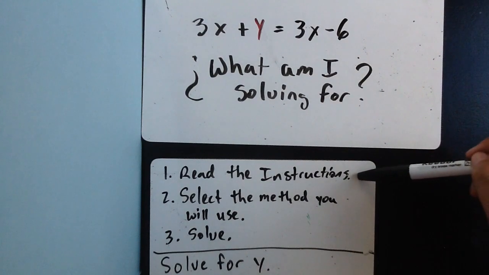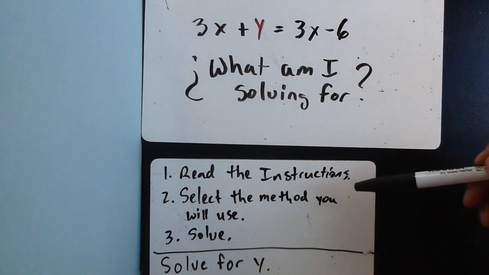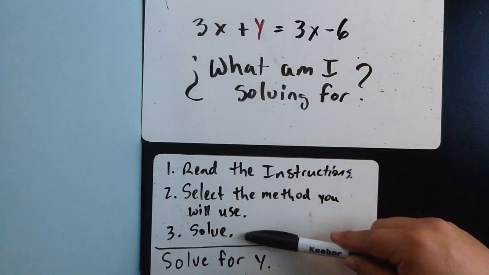Once you identify what variable you're solving for, select the method you will use. A lot of times they'll tell you use the algebraic method. Sometimes they'll tell you use the geometric method. If they just ask you to solve, then you select which method you want to use. Always go with the one you feel a little bit comfortable with. And then the last part is take action. Go ahead and start solving.